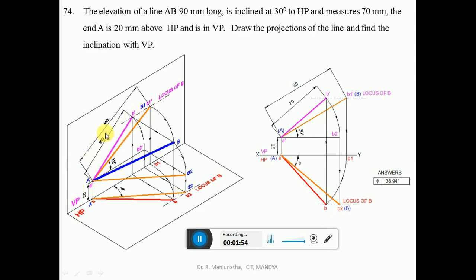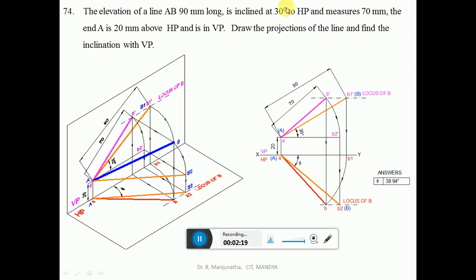Once we have the front view, the top view of the point B should lie on the end projector, that is the distance between the end projectors. So you draw a vertical projector in the front view, that is in the vertical plane, and then extend the same end projector in the top view. In the top view, we don't have the locus of B. Now we need to find out the locus of B.